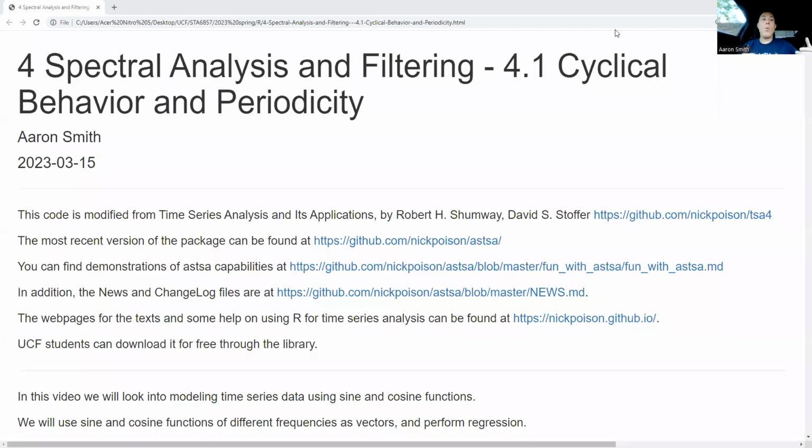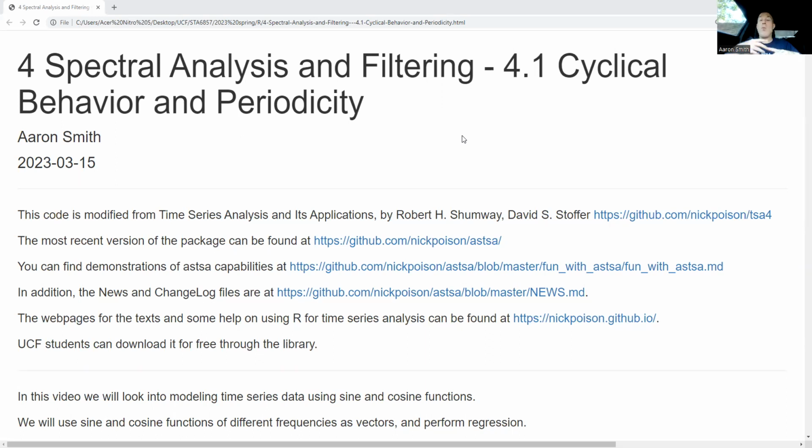Hi, in this video, we want to take an initial look at spectral analysis and filtering on time series. So what is the big idea? Well, the previous models we were talking about were autoregressive integrated moving average models. We were focusing specifically on autoregressive and moving averages to model our time series. Now, we want to get into a different structure for our modeling.